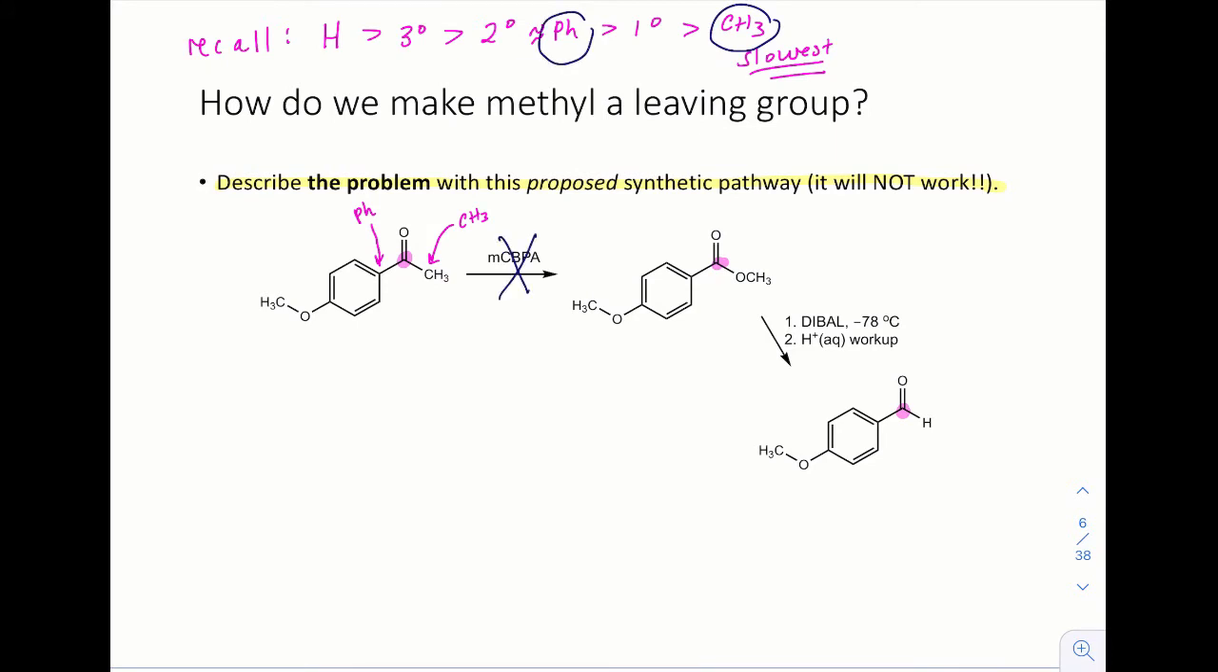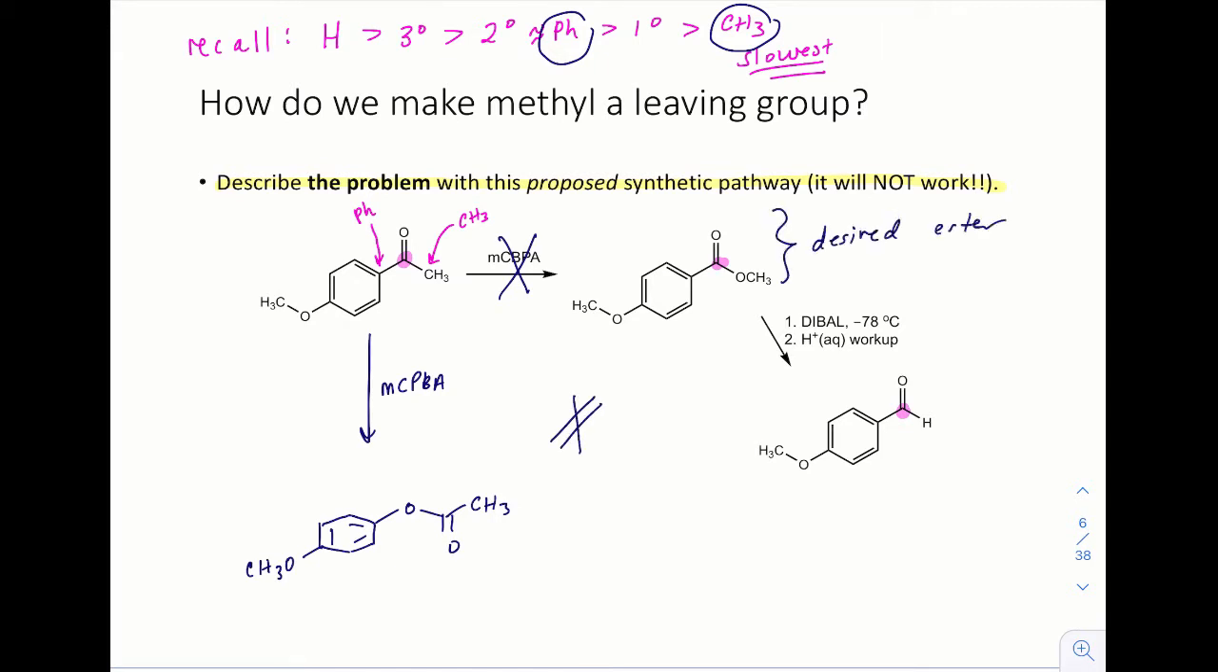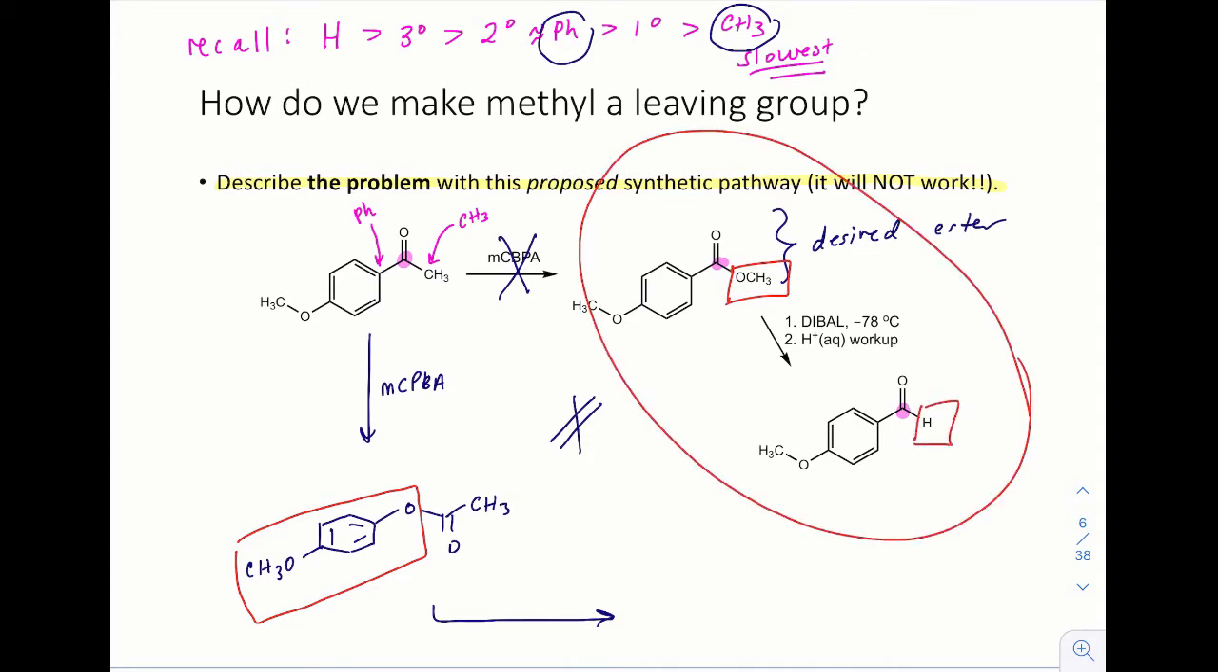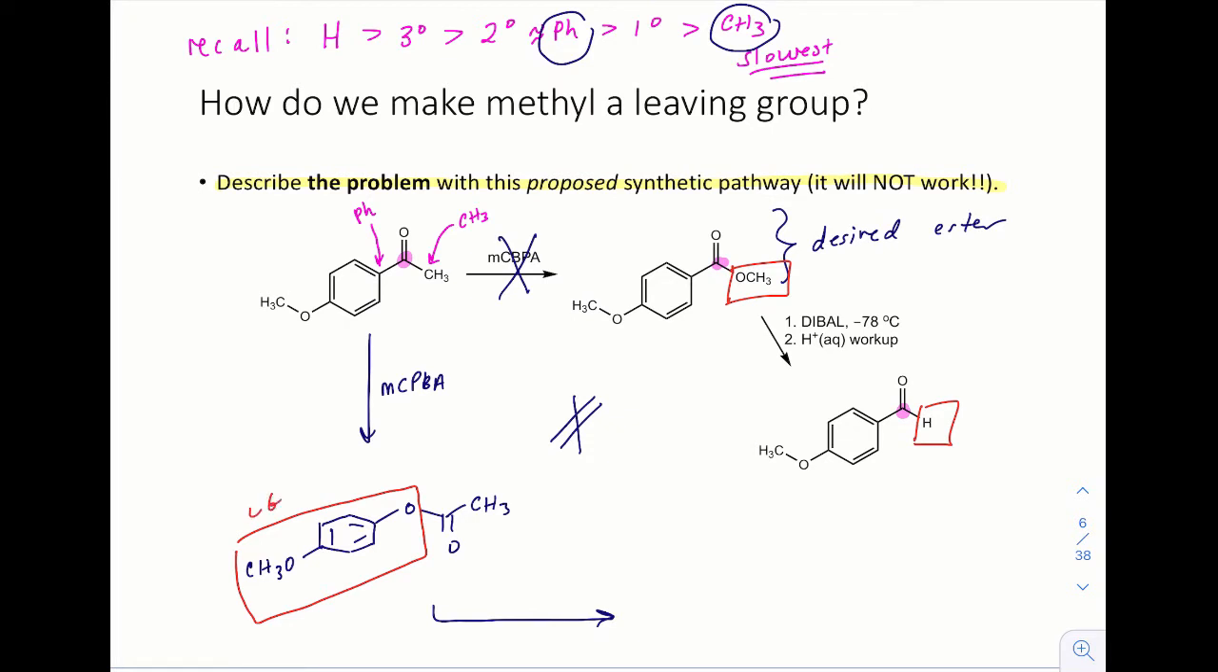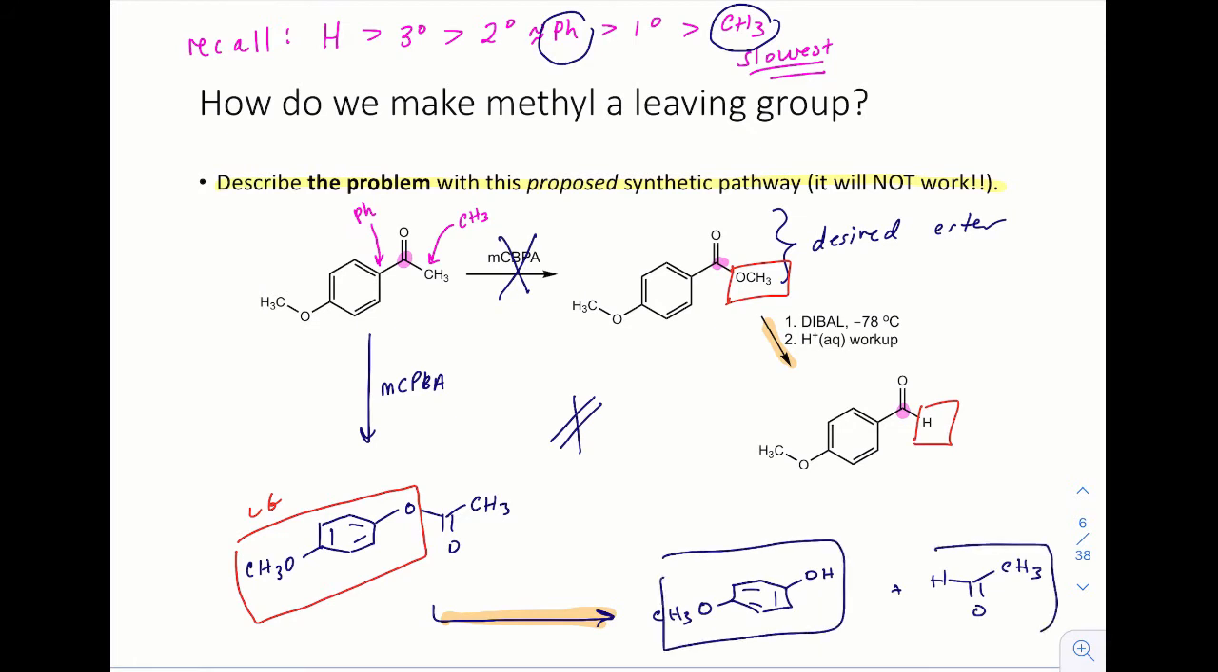So actually, when treated with MCPBA or another peracid, the observed product will be this one, which is not the desired ester. If this one was reduced with DIBAL, the leaving group will not be methoxy like desired, which was replaced with hydride in the proposed pathway. The leaving group for the ester that is actually formed is this aryl group. And so if this were treated with DIBAL, and I'm not going to write it back out, but I'll just color code the arrows orange, it would yield this substituted phenol and acetaldehyde. So a different aldehyde than what is desired.